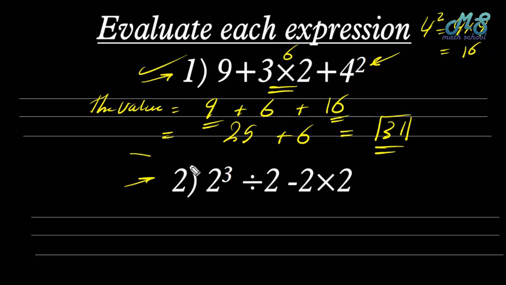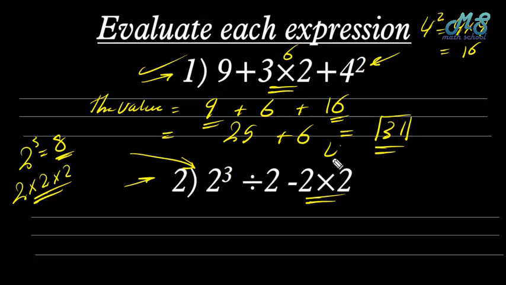Next, we studied before 2 cubed equals what, guys? Equals 8. It means 2 times 2 times 2. 2 is repeated 3 times. And we studied that 2 times 2 equals 4. Now we can write the value of the expression equals what? Equals 2 cubed, which is 8, divided by 2 minus 4.